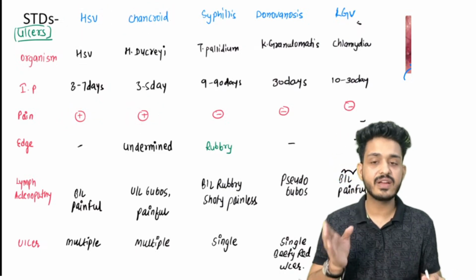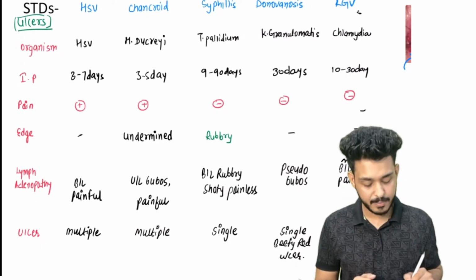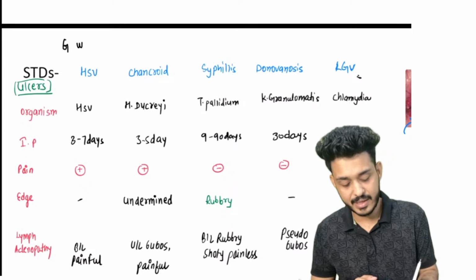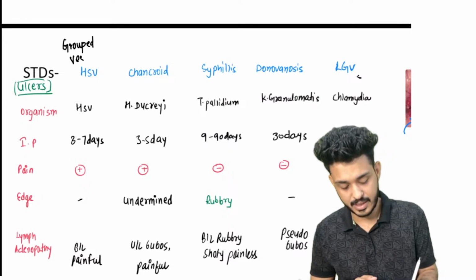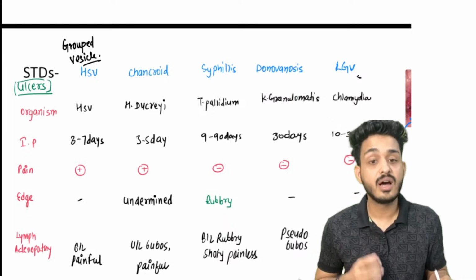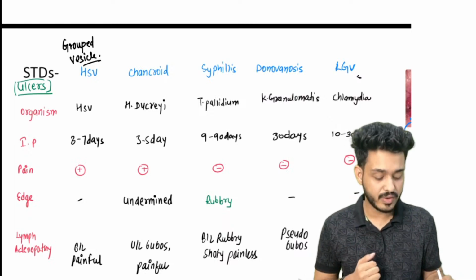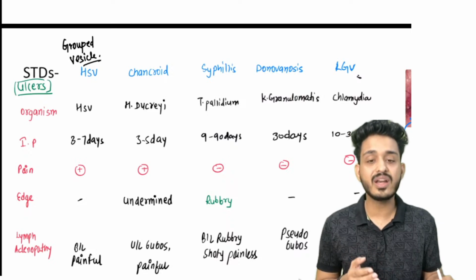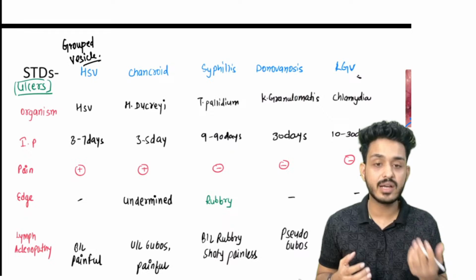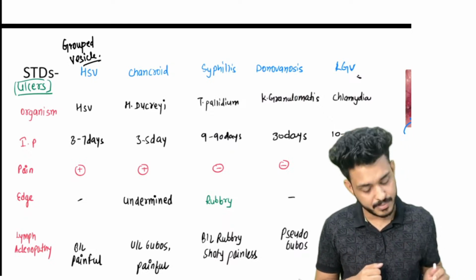How will you identify herpes? Herpes will have grouped vesicles. Remember guys, herpes means grouped vesicles. Herpes zoster, what is the meaning of zoster? Along a nerve segment. So you will have grouped vesicles along a nerve segment. That is herpes zoster. Simple, right?